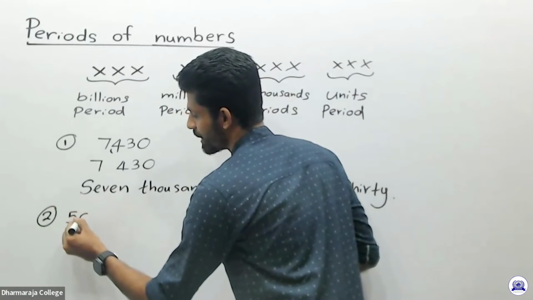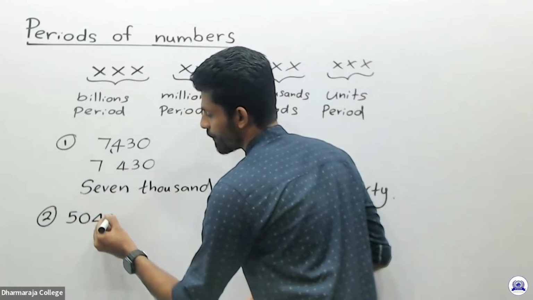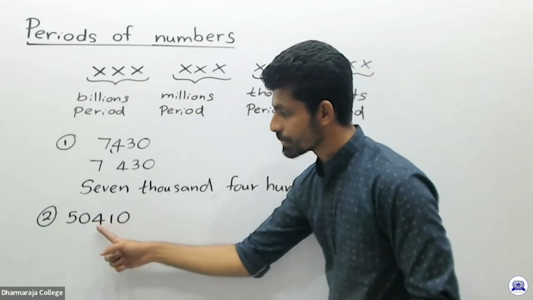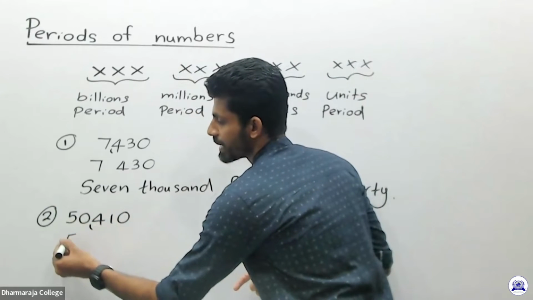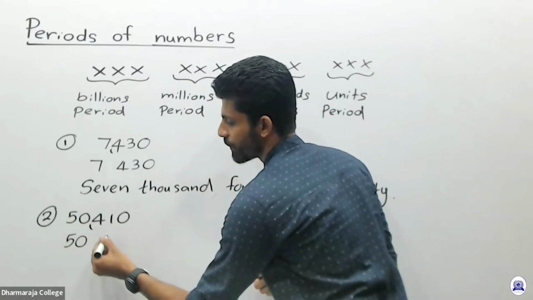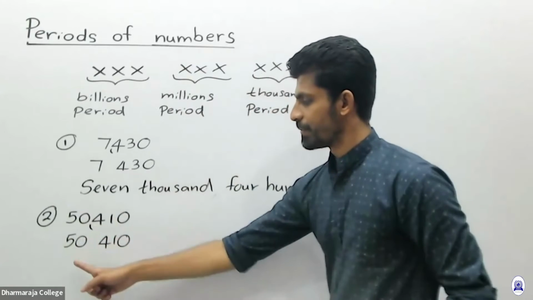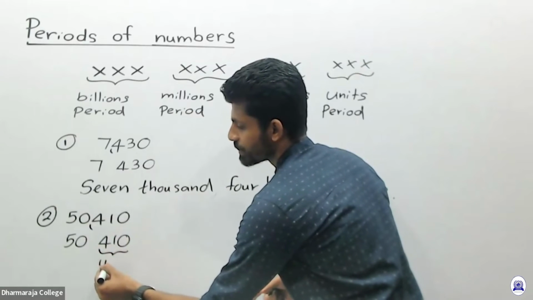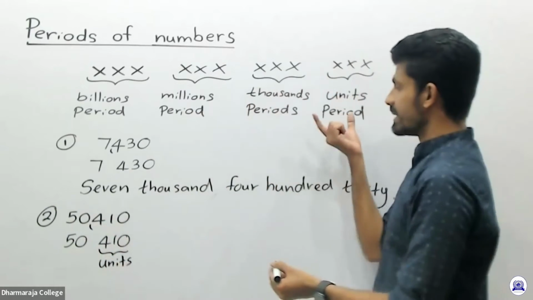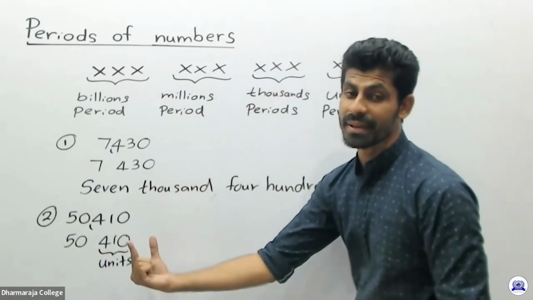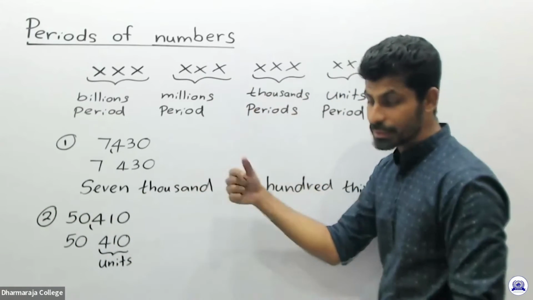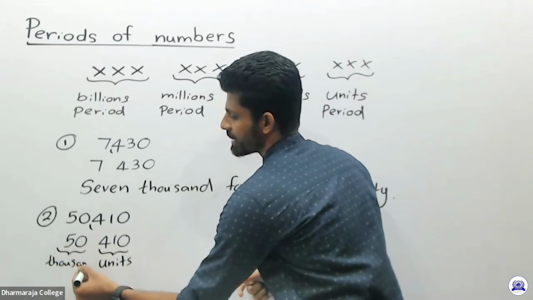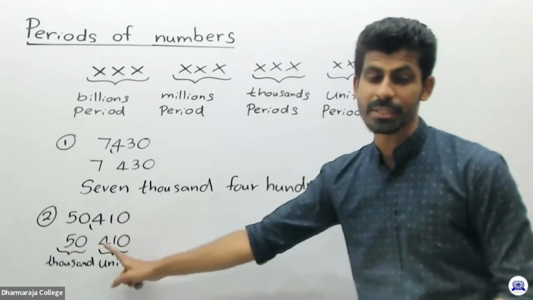Then you can do this one. 50,410. Just separate. 1, 2, 3, comma. That means 50 space 410. So this one equals units period. This is units. Then the next period, the 1,000 period.